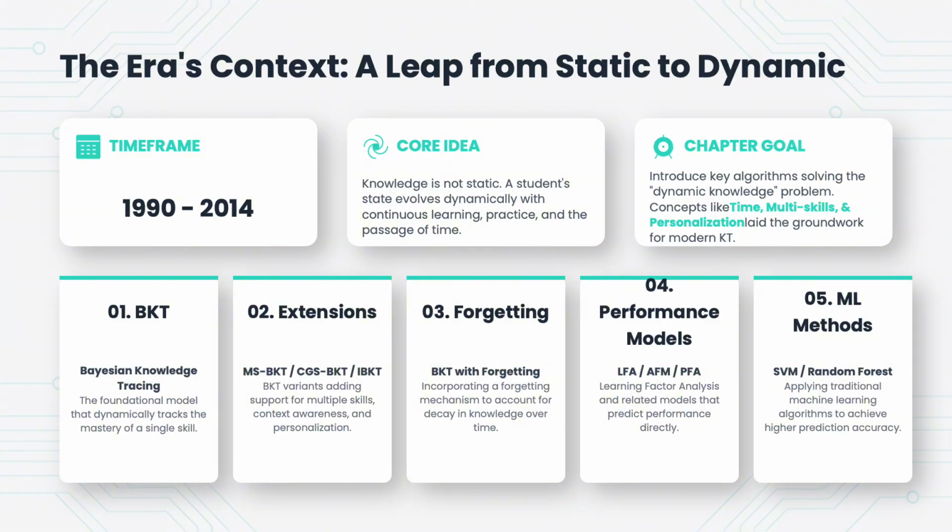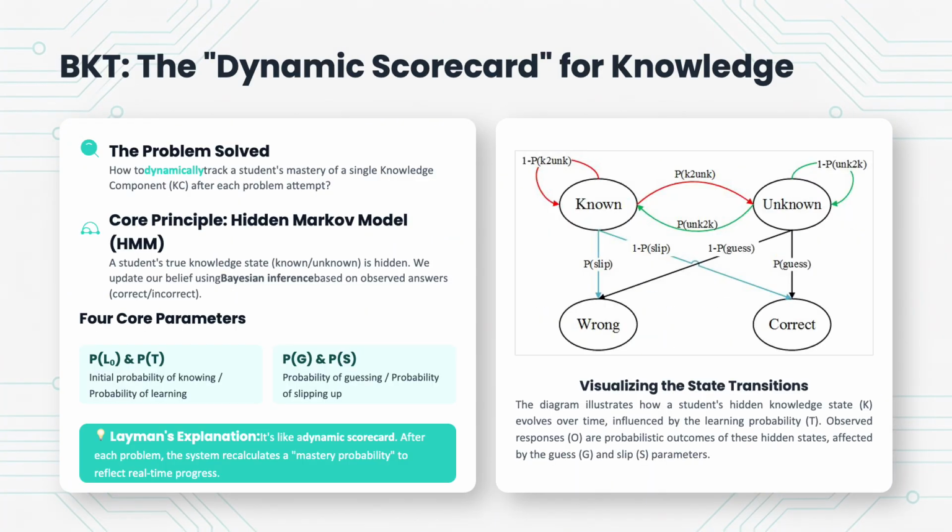Let's get started. Our first stop is Bayesian knowledge tracing, or BKT, arguably the most influential model of this era. The question BKT sought to answer was simple yet profound. How can we dynamically track a student's mastery of a single skill, updating our assessment after every single problem they attempt? At its heart, BKT uses a hidden Markov model. Think of the student's true knowledge state, whether they know the skill or not, as a hidden switch. We can't see it directly, but we can observe their answers.